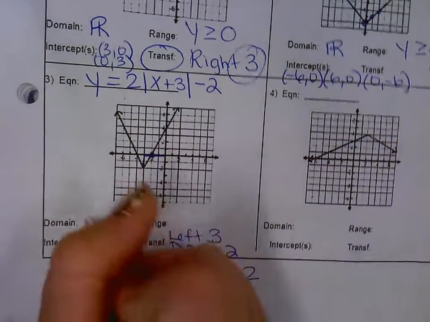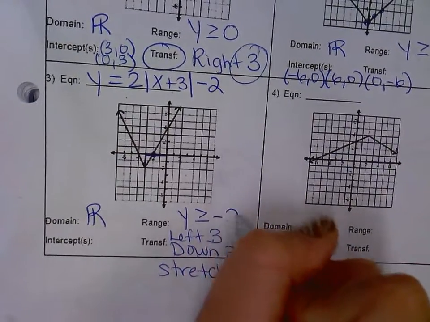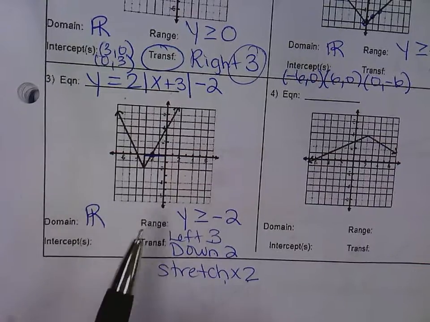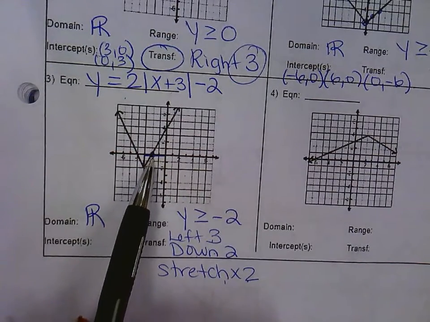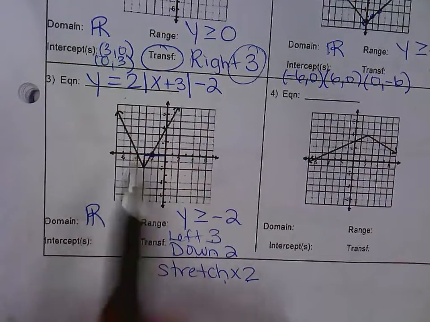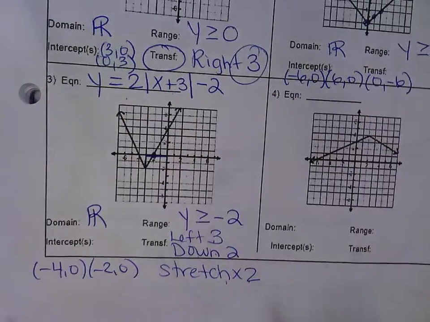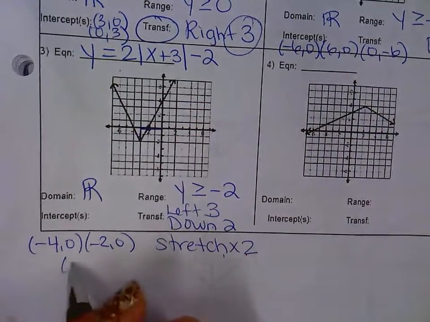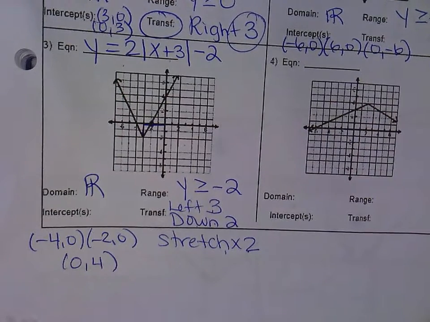Domain is always all real numbers. My range would be greater than or equal to -2 this time. That's the minimum. And let's see, I can see 3 intercepts, I guess. One is at -4, -2. What's my y-intercept? 0, 4. I've got 2 x-intercepts and 1 y-intercept.